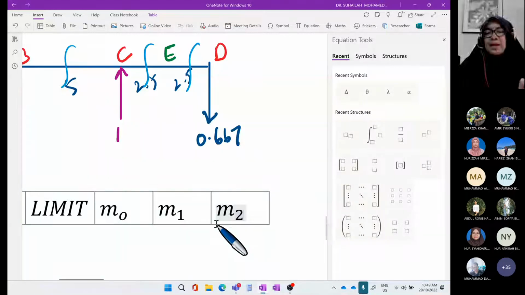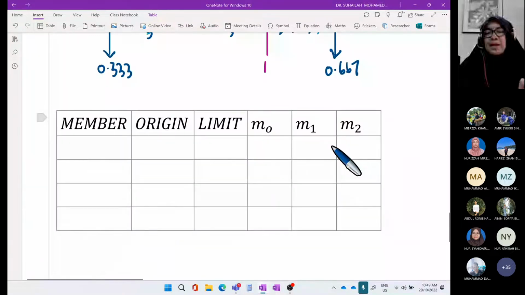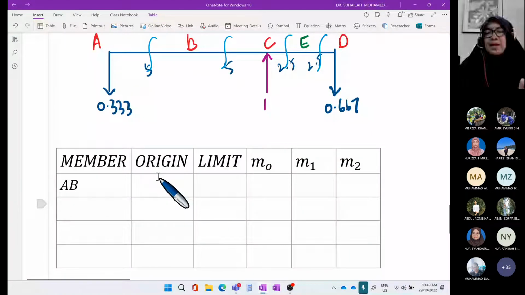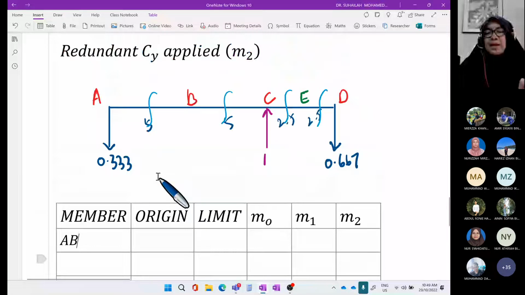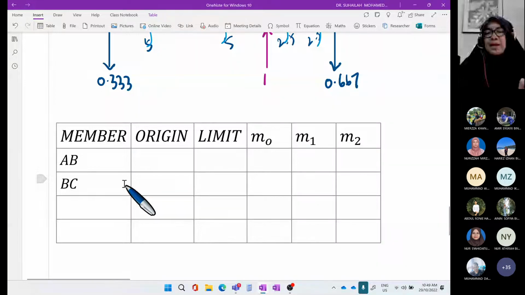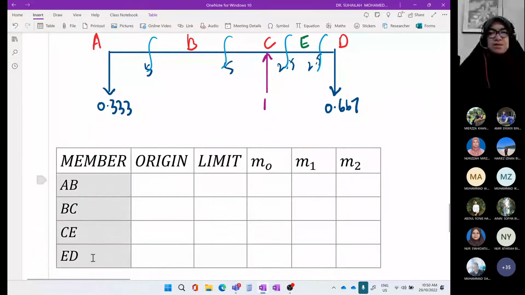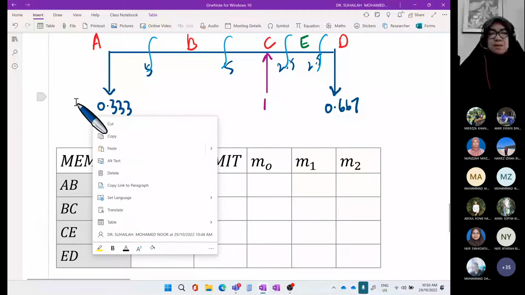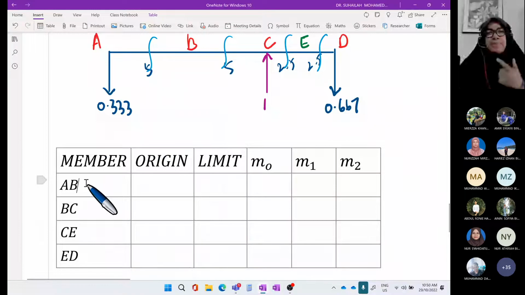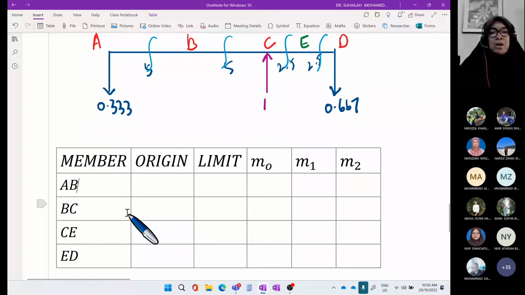We have 4 cutting sections. Start with AB, and then BC, and then CE, and then ED. Okay, we have 4. AB, BC, CE, ED. Okay, for AB, origin we choose A.